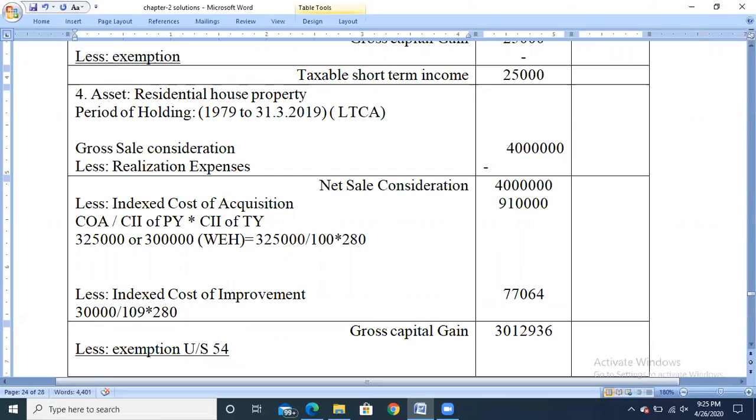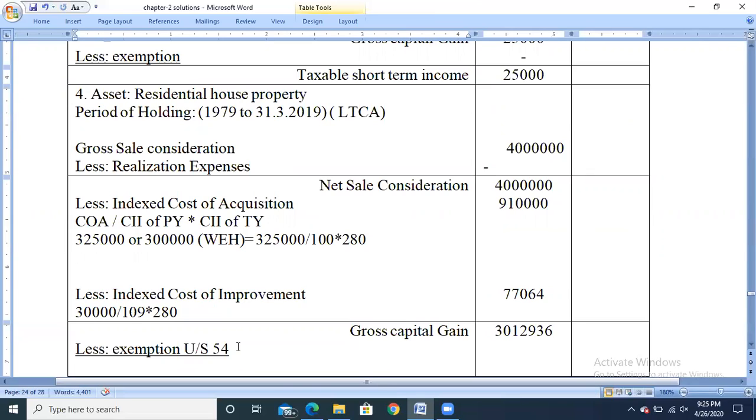Exemption under section 54 states that the assessee has to sell the long-term residential house property, and he needs to purchase the new residential house property within 1 year prior to the date of transfer or within 2 years from the date of transfer, and he needs to construct the house property within a period of 3 years from the date of transfer. So if he satisfies the conditions, he can claim the exemption under section 54.